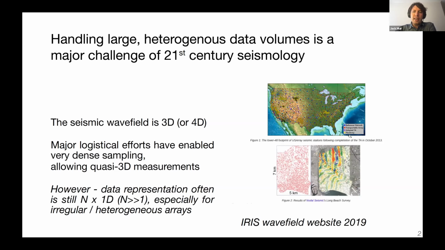Irregular meaning that the spacing between the stations is not particularly regular, or heterogeneous meaning that there are different sensing modalities in the array. So not just accelerometers, but potentially strain meters as well, as I'll be talking about later in this talk.